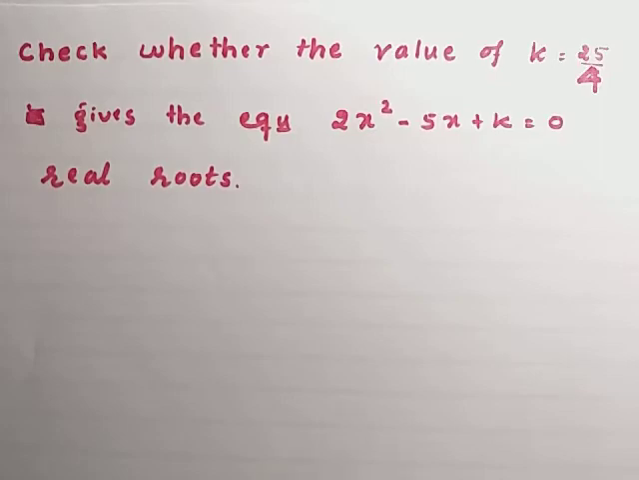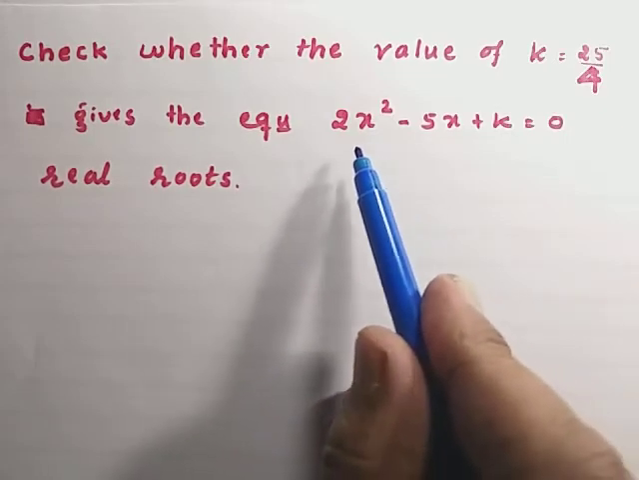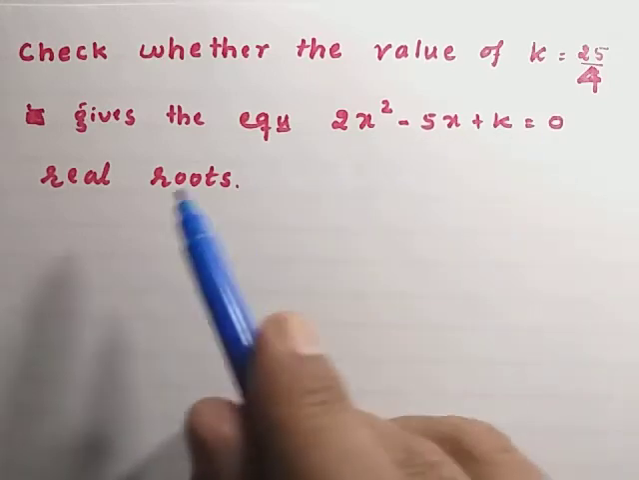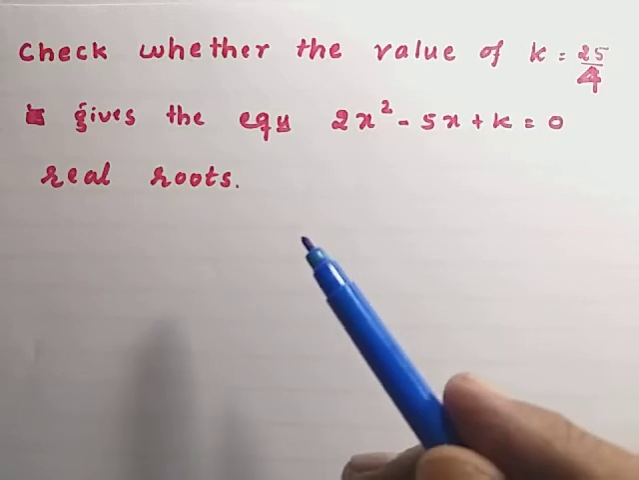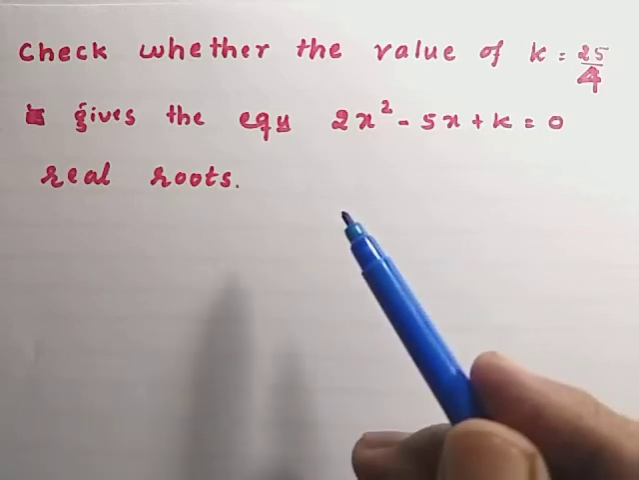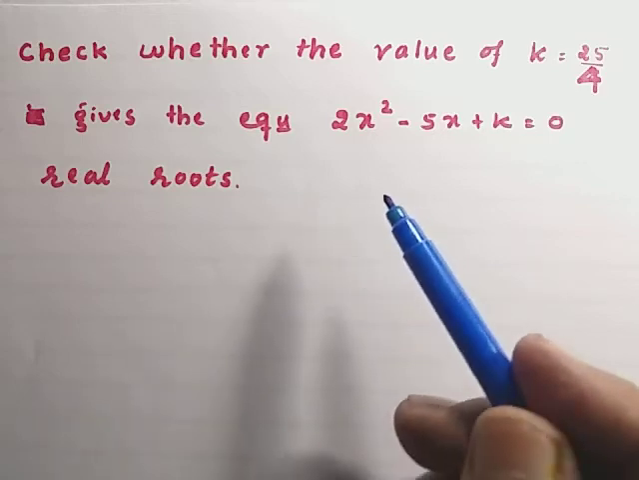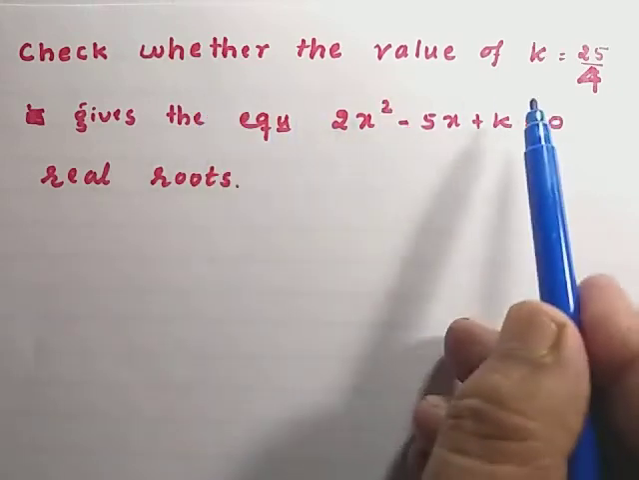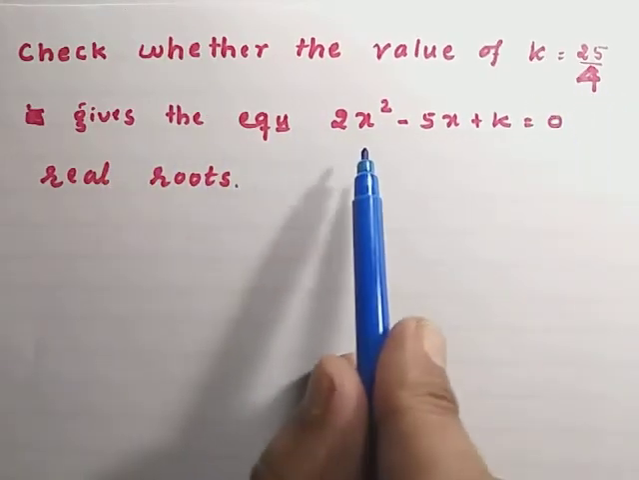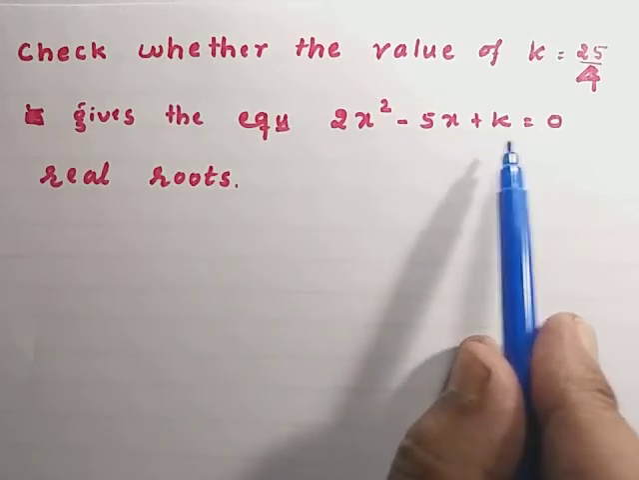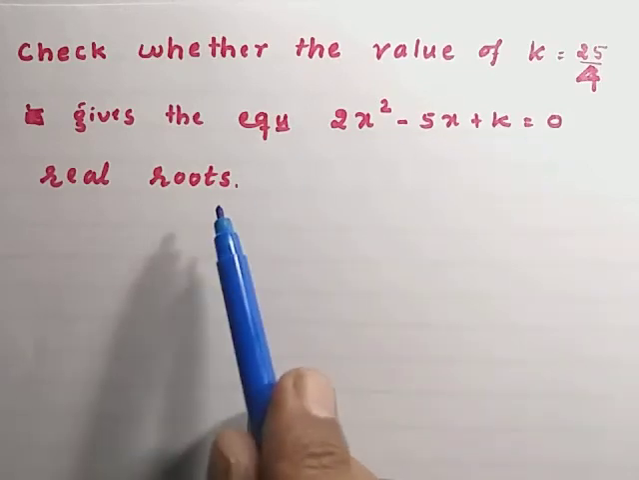Usually, you meet with the problem of something like this. Find the value of k for which the equation 2x square minus 5x plus k equal to 0 has real roots. This is how your question is asked regularly. Here the question is a little different. Check whether the value of k equal to 25 by 4 gives the equation 2x square minus 5x plus k equal to 0 real roots.